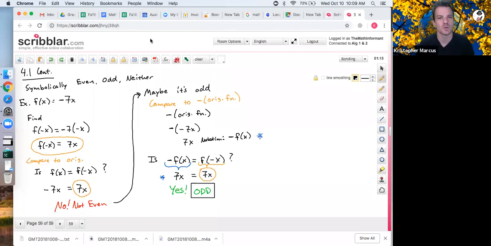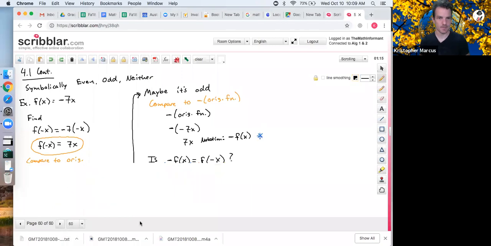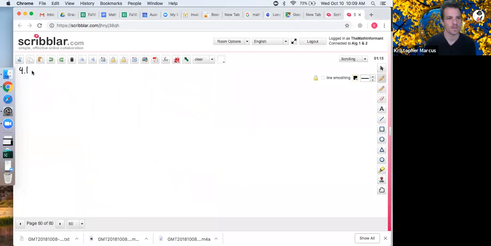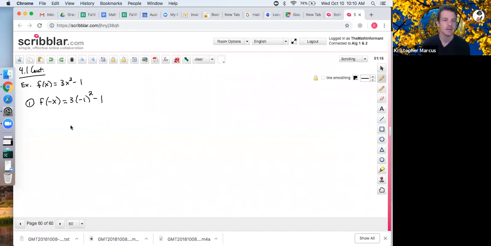Let's do a few more of these problems. So again, this is even, odd, or neither symbolically. Let's start with f of x is equal to 3x squared minus 1. All right, start with step number 1, get f of negative x. Replacing here all x's with parentheses, negative x going inside, and then try to reduce this down. Let's see. This is going to square the negative x. That's going to make it a positive.